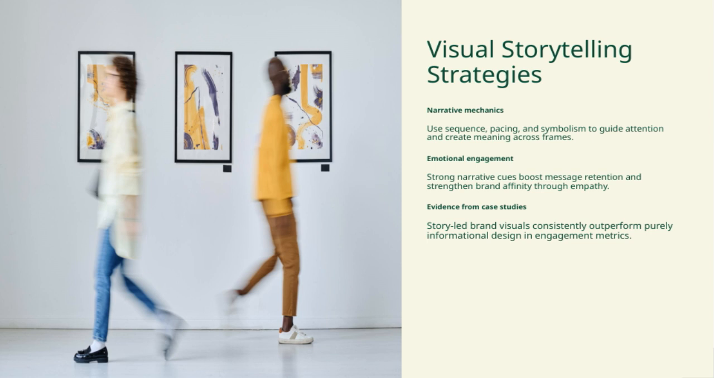Plus, these narratives foster a sense of empathy, which in turn strengthens brand affinity. When viewers connect emotionally with a story, they feel more attached to the brand. This emotional engagement is really crucial. By carefully using sequence, pacing, and symbolism, we can guide attention across different frames and create deeper meaning. It's about using these storytelling mechanics to make our visuals not just eye-catching, but also meaningful and memorable.